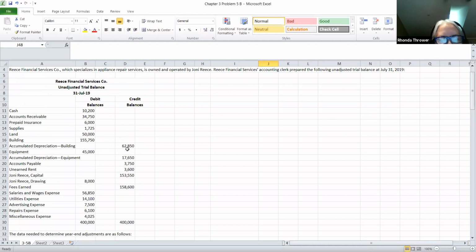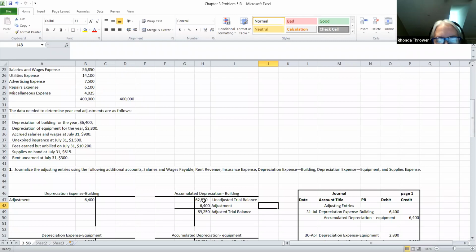The ledger account balance is showing $62,850 before we have adjusted that account. So I just recorded that on the credit side, and then I added to it the adjustment of $6,400. What you're going to do is you're going to copy from your T accounts and place this into the journal.